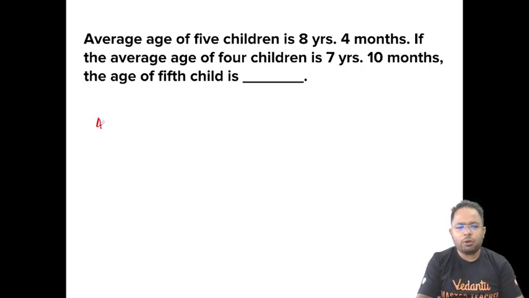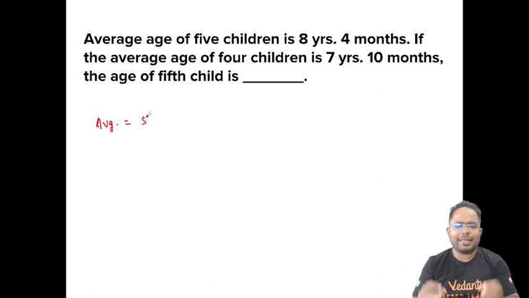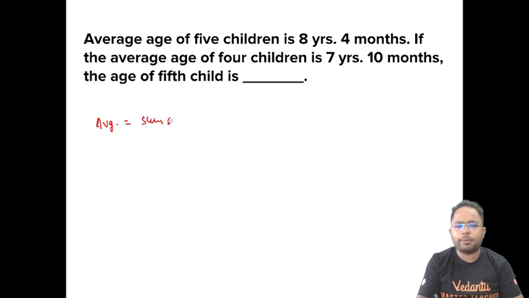Average. Now, you know the average concept. Average means, if we have some number of observations, let's say the marks of 5 students of your class. So those marks are the observations. We take the sum of observations divided by the total number of observations. How many students' marks have been taken?